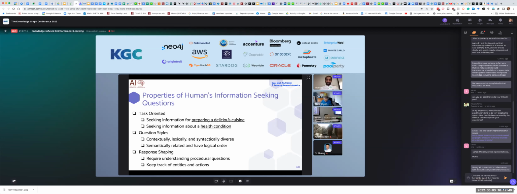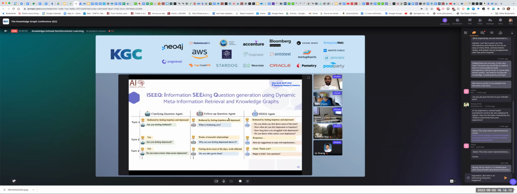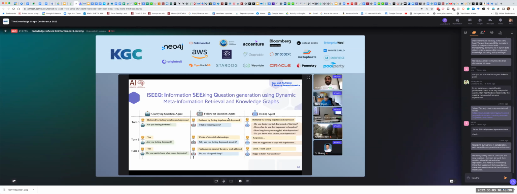The most benefit of having such a type of question generation is in shaping of the response. You want the model to understand these procedural questions, keep track of the entities and actions, and which questions are relevant to the user, so a cohesive response is delivered to the user. So these form a major concept that drives our next structure within reinforcement learning, most importantly, the knowledge-infused reinforcement learning called ISEEK, where we are asking ourselves, is it possible to develop an agent that can mimic humans' information seeking behavior?